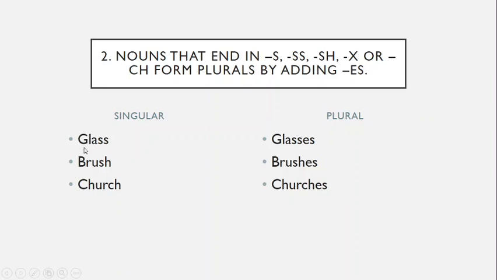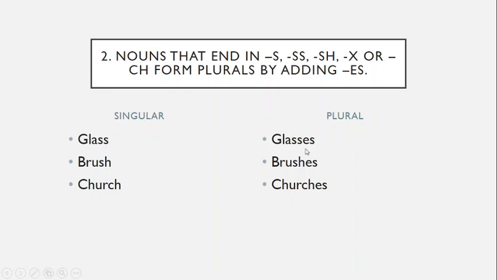For example, glass. Glass has double s at the end, so what we did, we added es and it became plural. Brush. Brush is singular, it means one brush. You added es at the end and it became a plural. Church. Church is singular and you added the es and it became plural. You got it, students? At the end of some nouns you put es and they become plural.